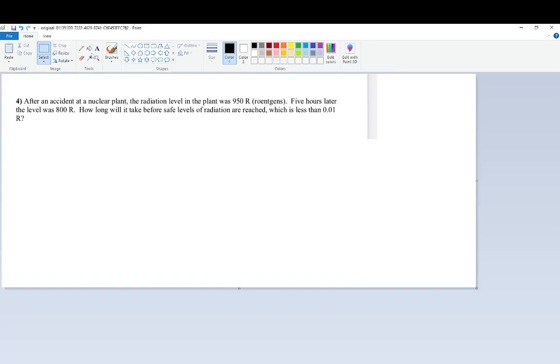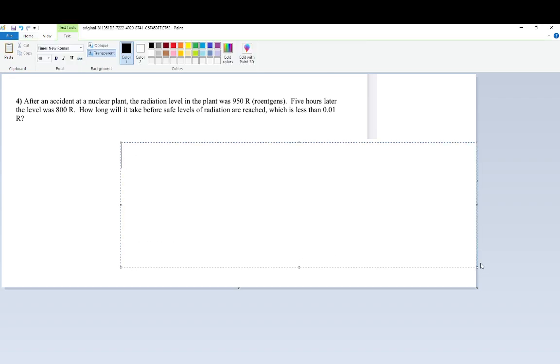We know that the initial reading was 800. We know it's being multiplied by something that's less than 1 because it's decaying. And we know that after 5 hours, it reached, so let's call this less than 1, x. It reached 800. Sorry, the initial was 950, not 800. So it went from this to 950. So we know 950 times x to the power of 5, for 5 hours, it reached 800. Well, our first step is dividing both sides by 950. Our next step is the 5 root. The 5 root of this will tell me my decay rate.